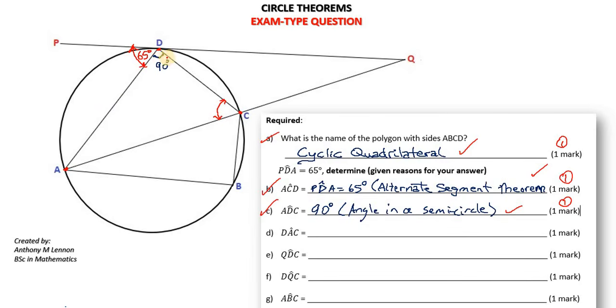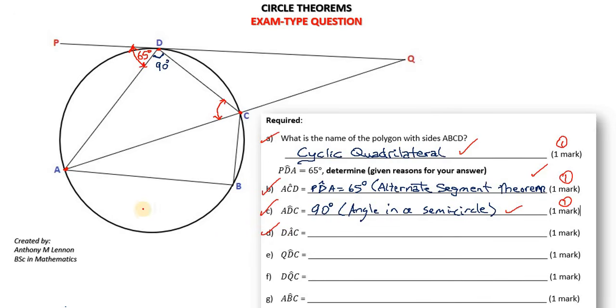So this angle again, standing on the diameter at the circumference, is 90 degrees. Remember that a diameter separates the circle into two semicircles. So that's the reason why we can say that this angle here is actually in or within a semicircle. Now let's look at the next angle, angle DAC.